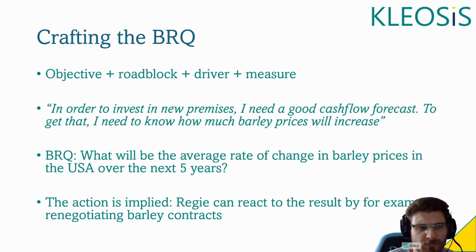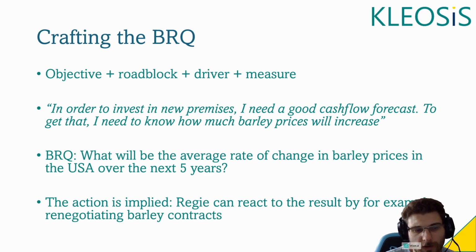And, as an economist working with Reggie, I might say, okay, that sounds good. And then I might craft a business research question that sounds something to the effect of: what will be the average rate of change in barley prices in the USA over the next 5 years? So we've added a lot of specificity. I've said what's going to be the average rate of change, then specifically barley prices in the USA, and then over the next 5 years as a reasonable time frame for the medium term.